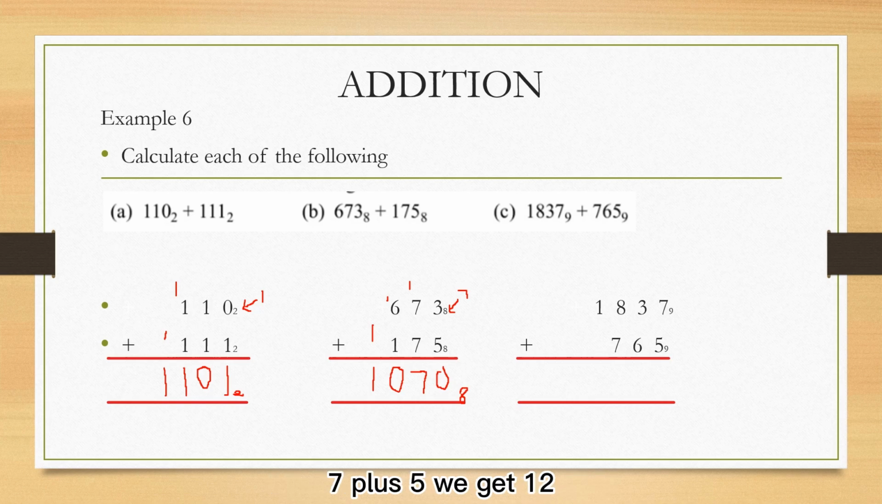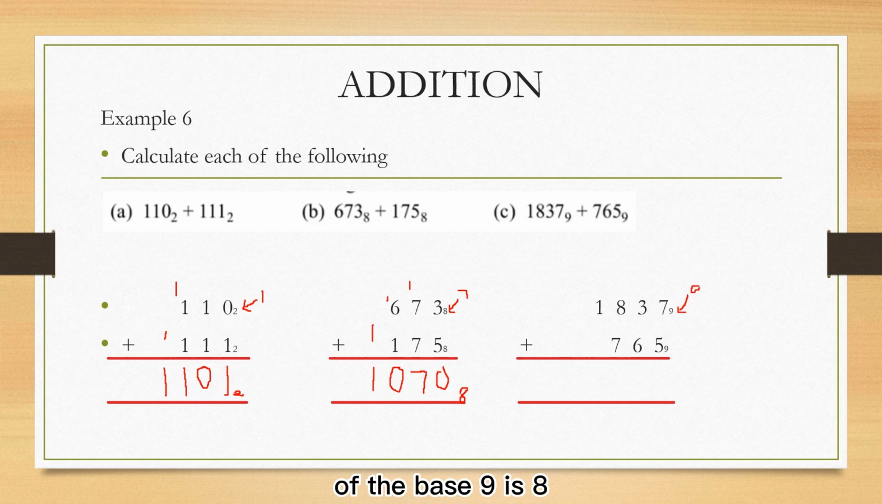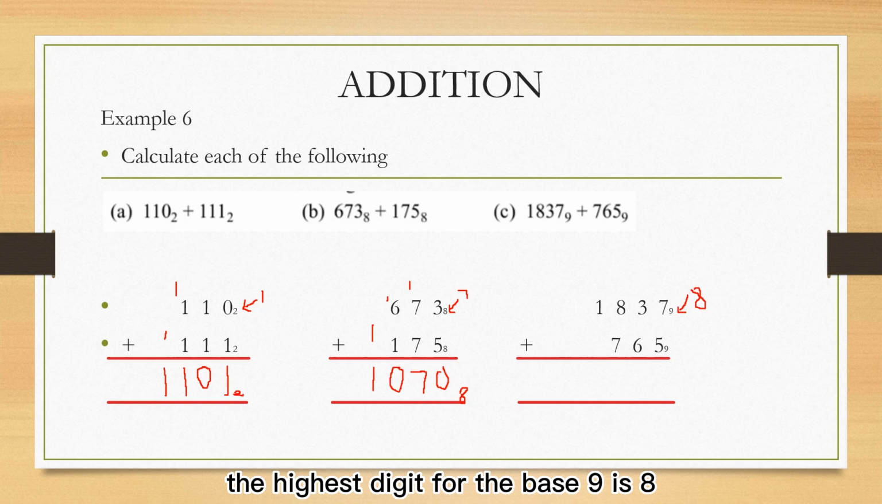Okay, 7 plus 5, we get 12. Same as just now, we can't write 12 because the highest digit of the base 9 is 8. So we need to do 7 plus 5 minus 9. So we get 3 here. Okay, don't forget that 1. So 6 plus 3 plus 1, we get 10. 10 minus with 9, we get 1. Add 1 in front.